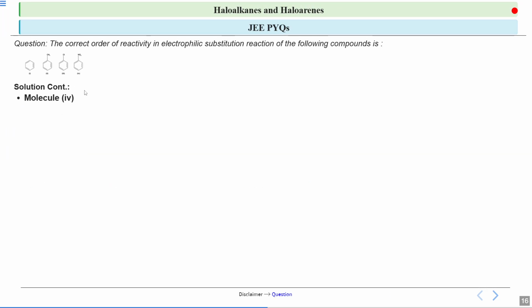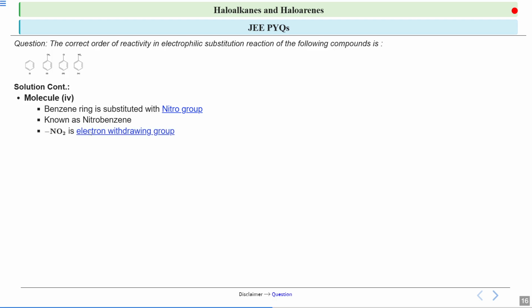Now if we talk about the fourth molecule, the substituent is the nitro group, and it is also known as nitrobenzene. The fourth molecule is nitrobenzene. The nitro group is an electron withdrawing group. So what will happen? It will withdraw the electrons and decrease the electron density through the minus I and minus R effect.